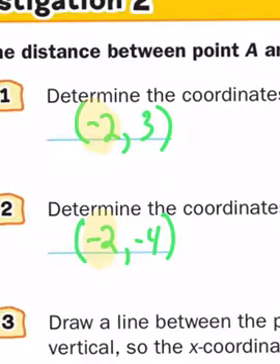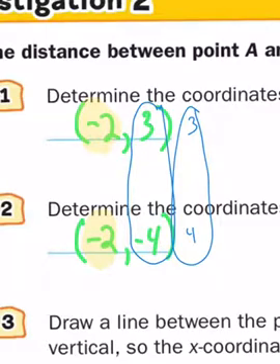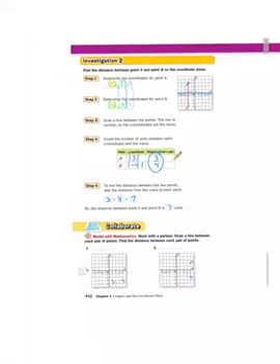So the rule is, if they're in different quadrants, you add the absolute values of the different coordinates. So the 3 and the negative 4 are different. Remember, the absolute value of 3 is 3. The absolute value of negative 4 is 4. You add them to find the distance. 4 plus 3 is 7. All right. Seems a little confusing until you start getting the hang of it.